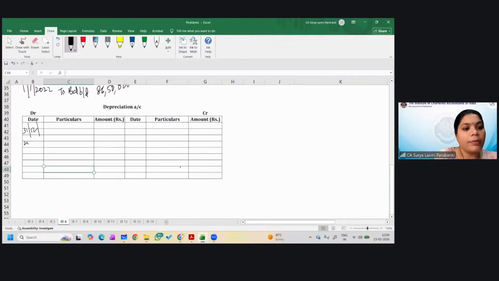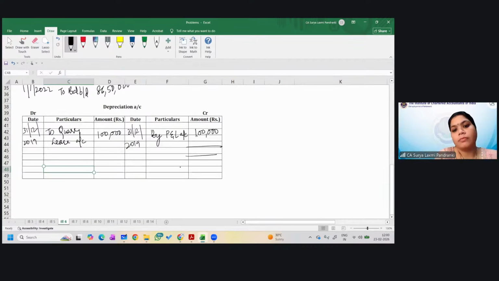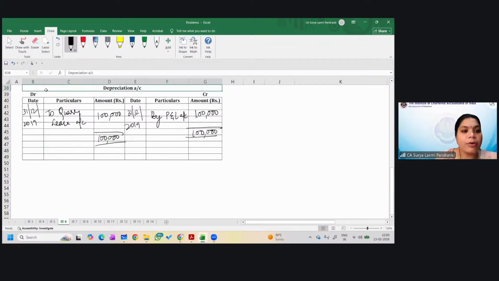On 31st December 2019, you'll have to quarry lease account, and by P&L. I think the first year it was 1 lakh. There is no balance carried down or brought down in depreciation accounts, because it is an expenditure account. I told you this before also.